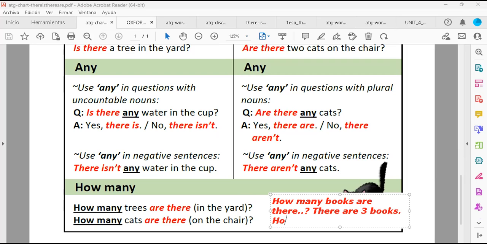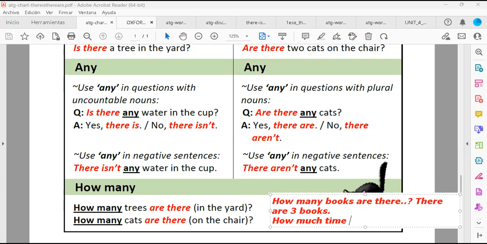And, well, that's for countable nouns. Eso es para sustantivos contables. How many books? Countable. Acá nos está diciendo que es contable también. Por la forma del verbo to be, ¿verdad? Que es una forma plural. Ahora, tenemos también how much, okay, con sustantivos incontables. How much time, okay, did you sleep? ¿Cuánto tiempo dormiste? Okay, how much time did you sleep?